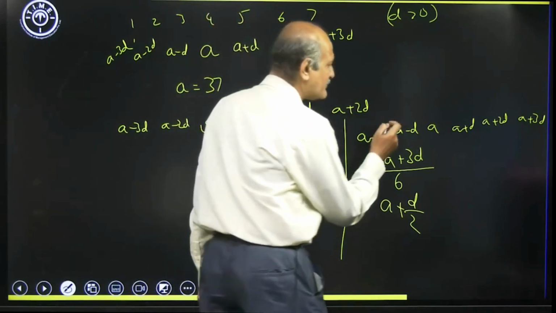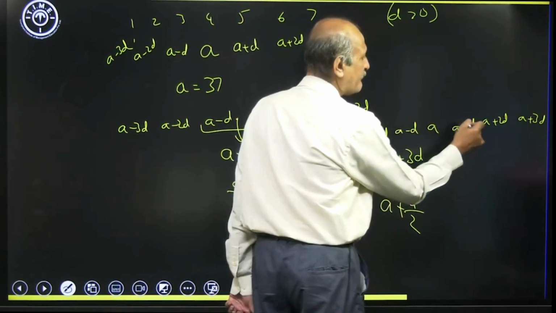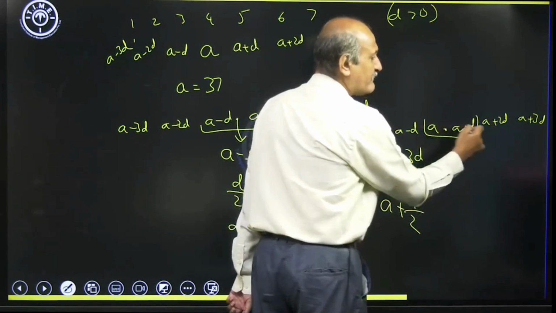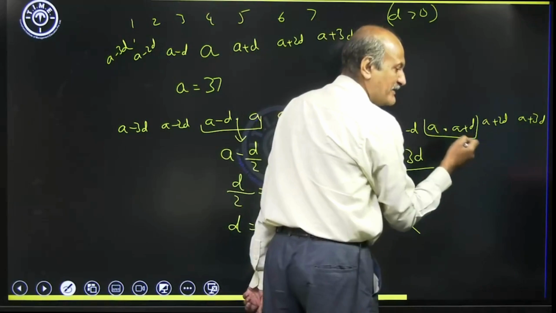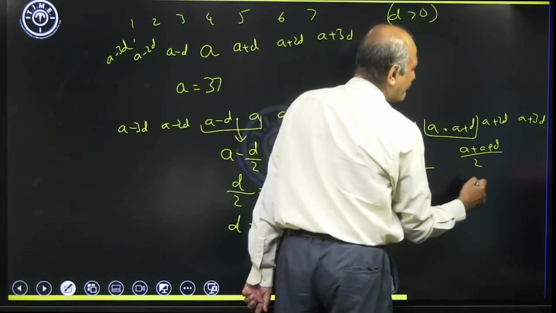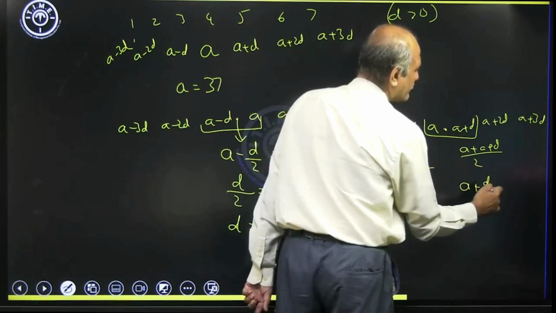Okay, what number comes in the middle here? Observe: first, second, third, fourth, fifth, sixth. So the number in the middle is the average of these two numbers, a and a plus d. What is the average here? a plus d, divided by 2, will give us how much? It is a plus d by 2.